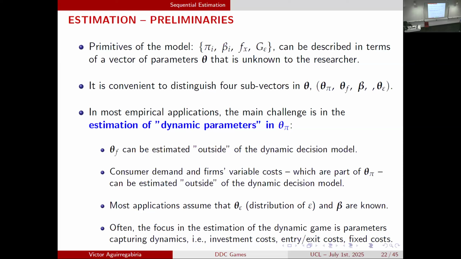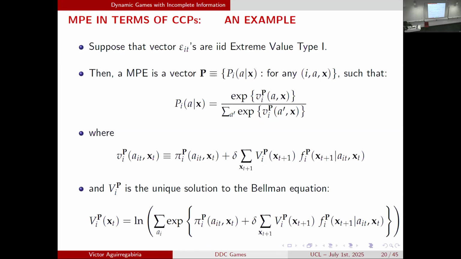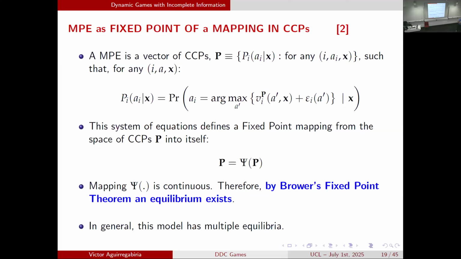Yes, sorry, it's actually on the previous slide, but is this a consequence of IIA, or is it just an example and it works with a nested logit or a probit as well? Like if the epsilons are normal, for example, then it'll hold? You mean the equilibrium existence? Yes, exactly.